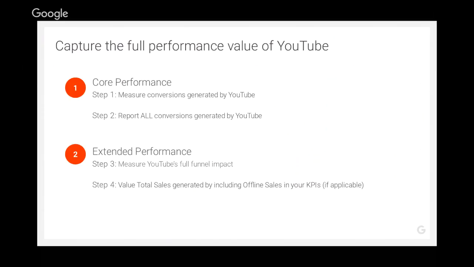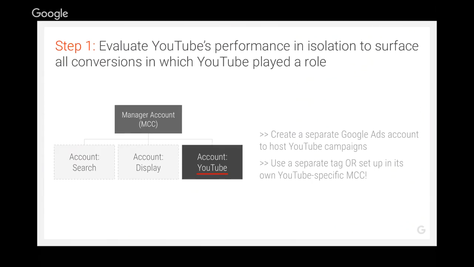And then when it comes to extended performance, you can look into ways to actually see the full funnel impact of YouTube, but also look at offline sales and what impact it will have on store visits, for example. Okay, so the core performance part, first of all, we actually do recommend to look at YouTube's performance in isolation to surface all conversions where YouTube played a role, linking back to the overriding of search over YouTube.